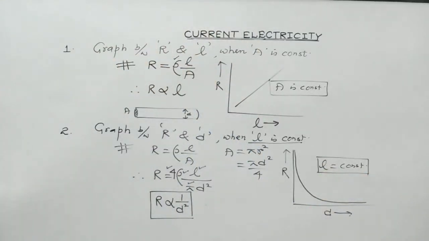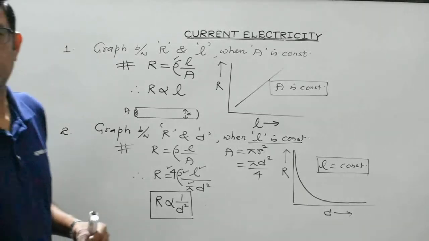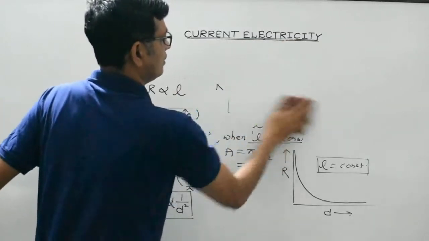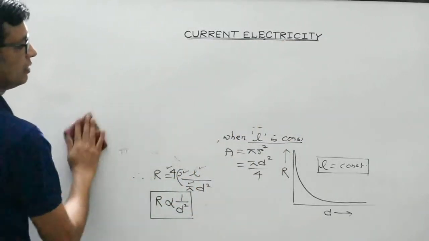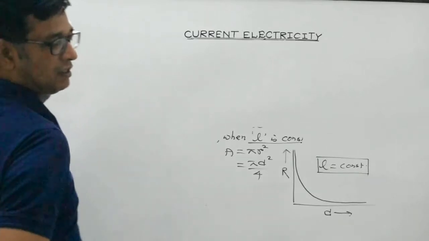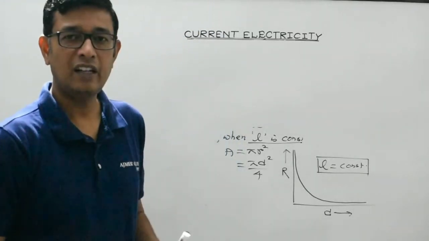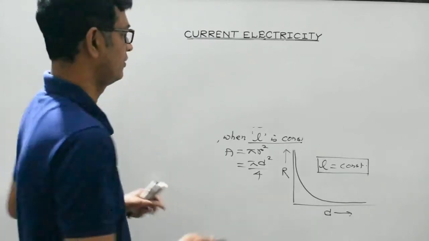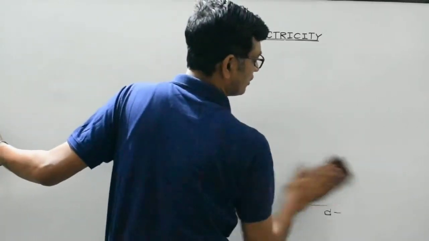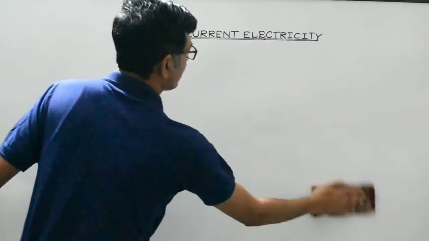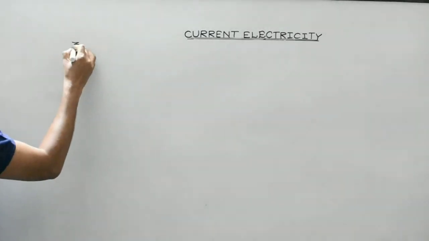Clear, students? Okay, let's attempt some other interesting questions. Let us consider a graph between V and I plotted for a conductor at two different temperatures, T1 and T2, and the graph obtained is as shown below. So this is the third question which we are trying to attempt.